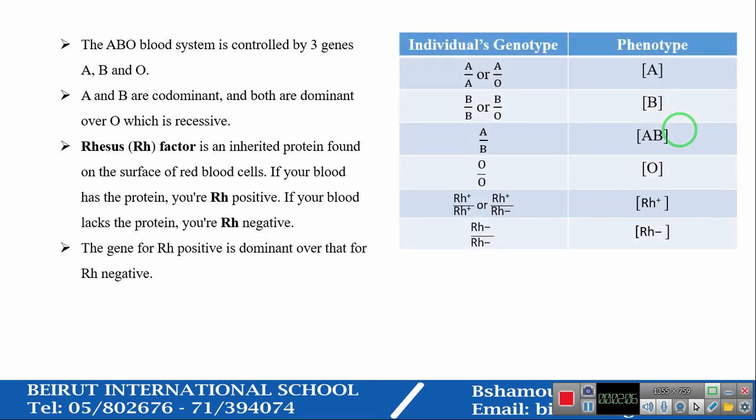So, if an individual has the genotype AA or AO, then his phenotype would be A. If he has BB or BO, his phenotype would be B. If he has A and B at the same time in his genotype, then the phenotype would be AB. However, if he has the two alleles O in his genotype, then the phenotype is O. If he has Rh+ Rh+ or Rh+ Rh-, then his phenotype would be Rh positive. However, if he has both alleles Rh- in his genotype, his phenotype would be Rh negative.